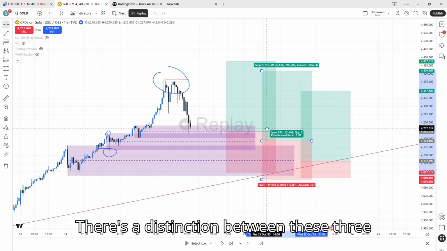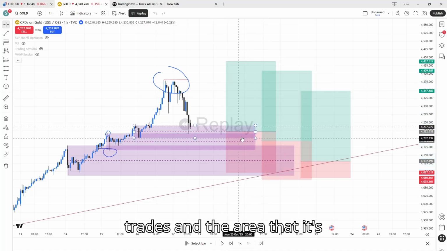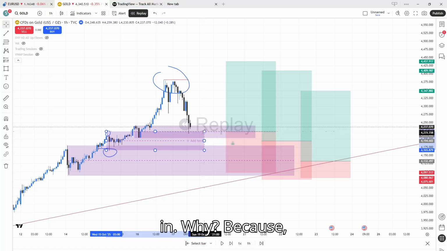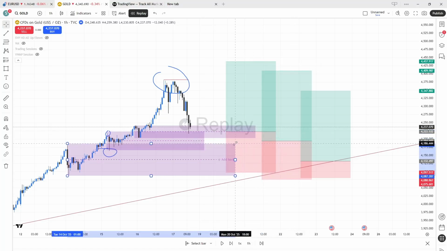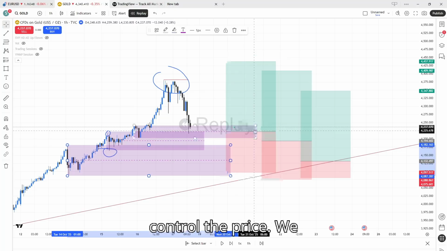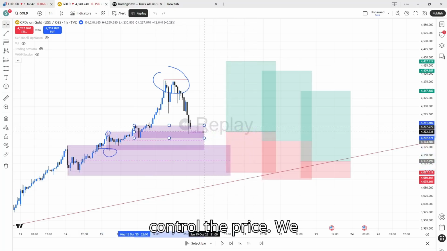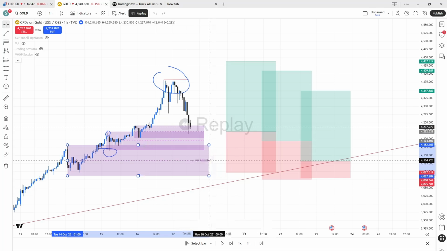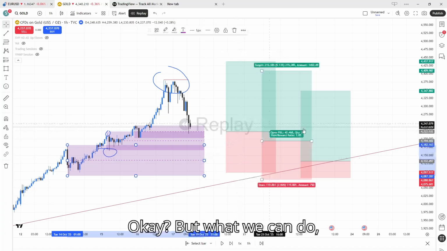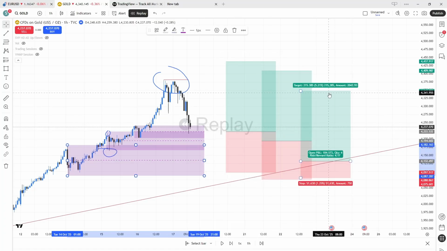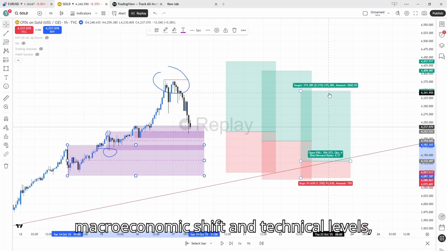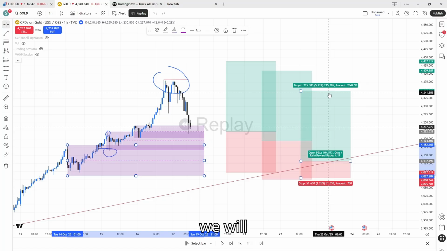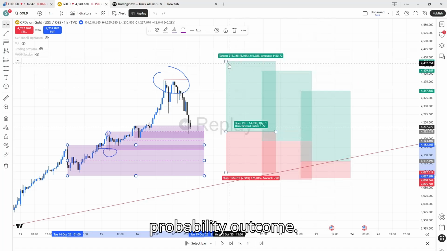There's a distinction between these three trades and the area that it's in. Why? Because again, we do not control the price. We don't. The big market movers do. But what we can do, basically on the context of this macroeconomic shift and technical levels, we will plan our trade for the best probability outcome.